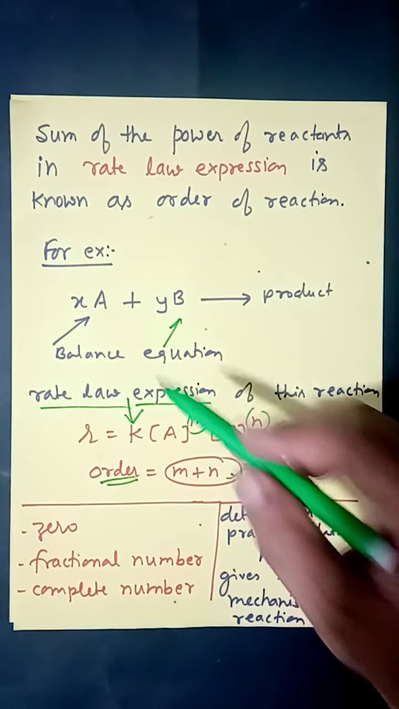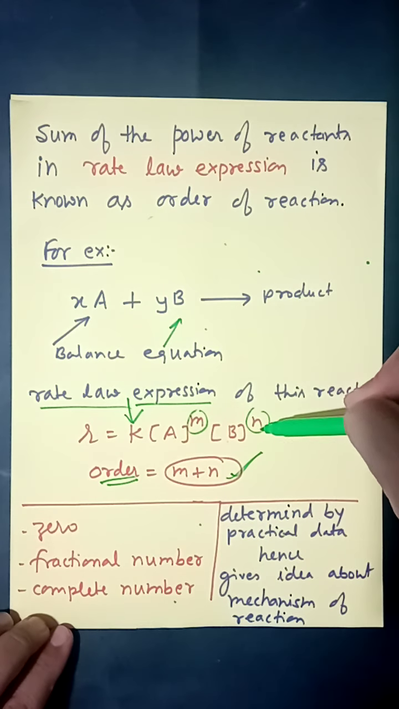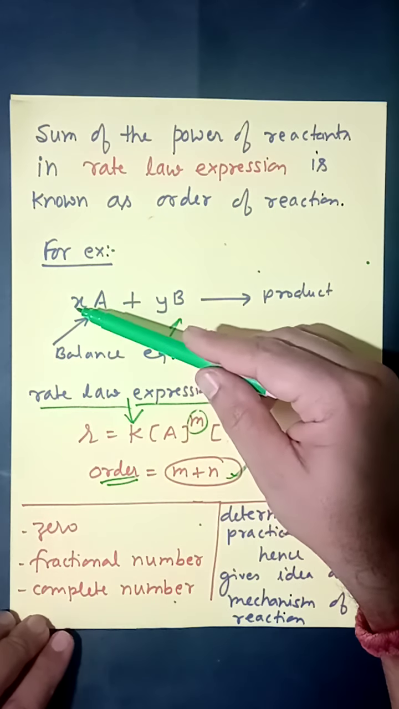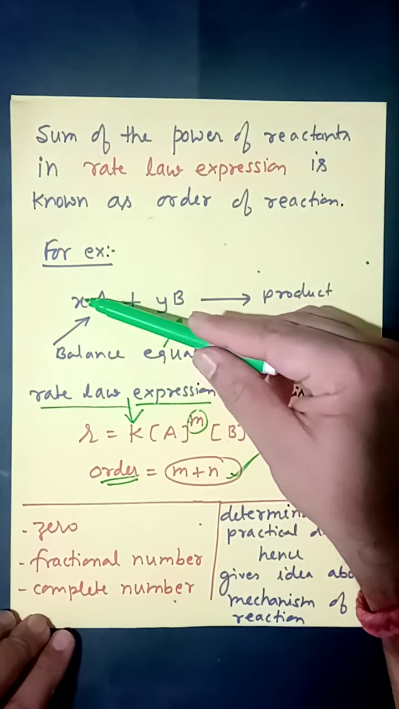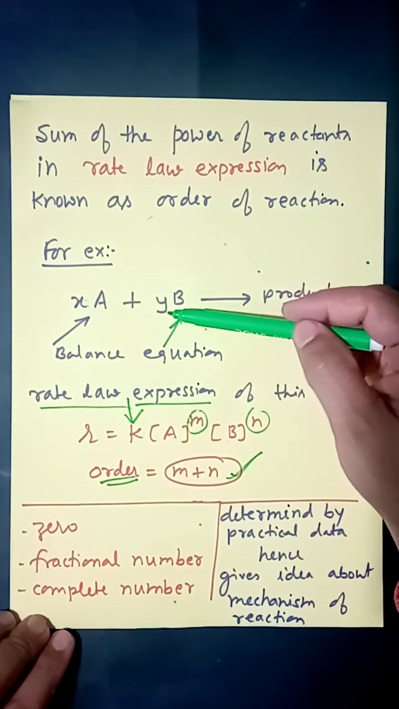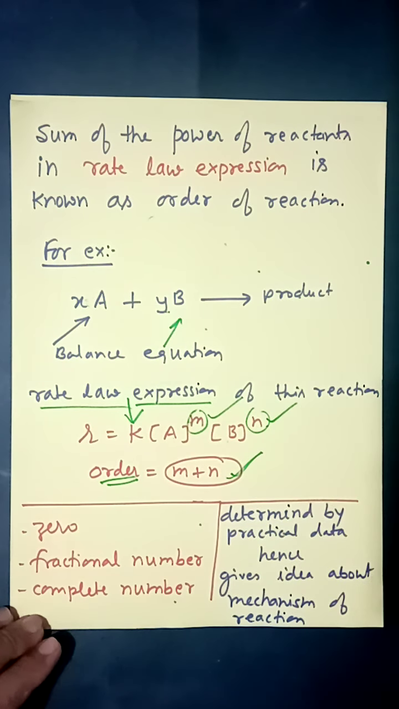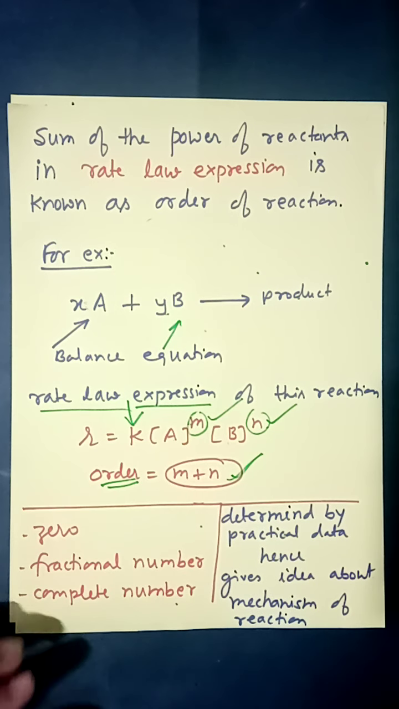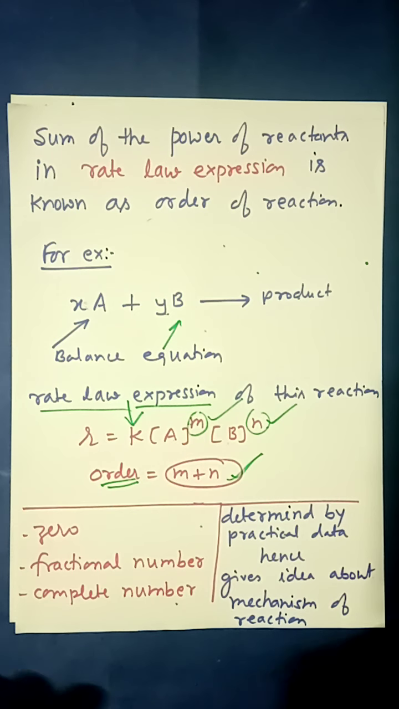Now there is no relation between X and M, as well as between Y and N. When I say there is no relation, it means these two values may be the same or may not be the same. Same goes here, Y and N may be the same or they may have different values. So this you can determine only on the basis of practical data or on the basis of the given mechanism. How can you determine this? This we will discuss in the next slide.